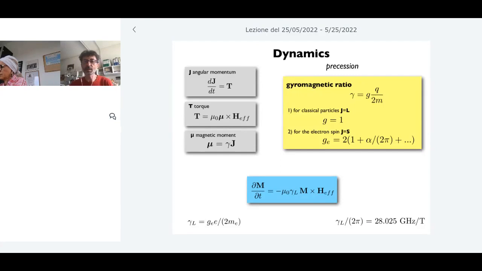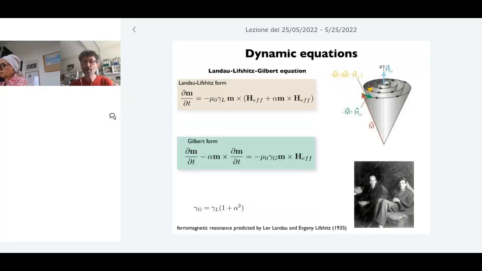I'm not touching this, and maybe Michaela will discuss this a little bit toward the end. If we want to put together precession dynamics and damping dynamics, then you write this famous equation of Landau, Lifshitz, and Gilbert. There are two ways to combine them. They are called the Landau-Lifshitz form and the Gilbert form. I don't want to go too much into the details here.